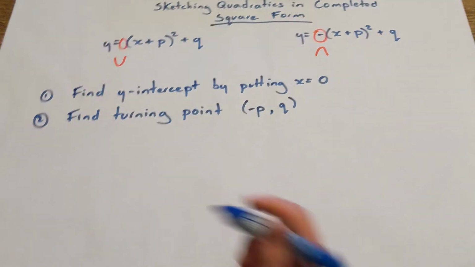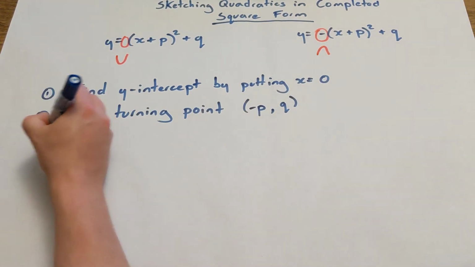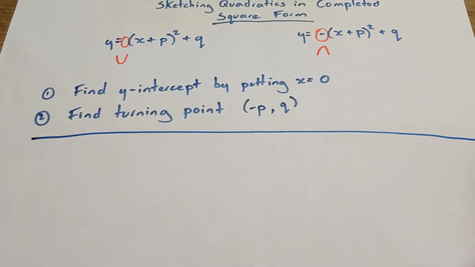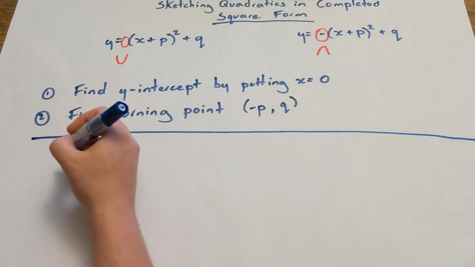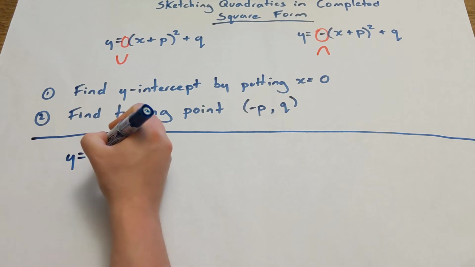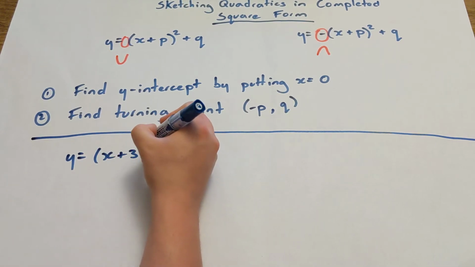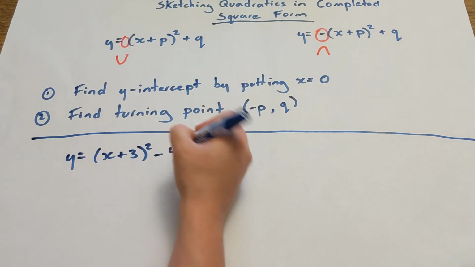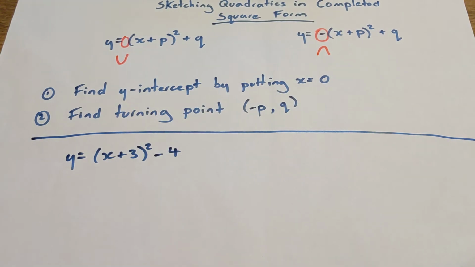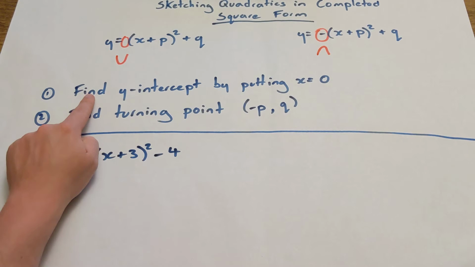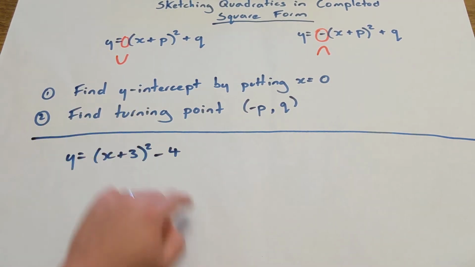So let's look at an example of it. I'm just going to draw a line on there, keep it separate. We're going to look at the graph y equals (x plus 3) all squared, take away 4. So our first step is to find the y-intercept.